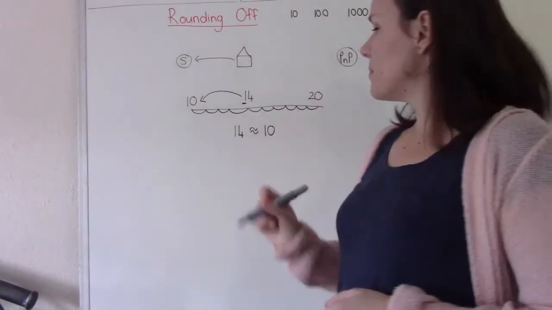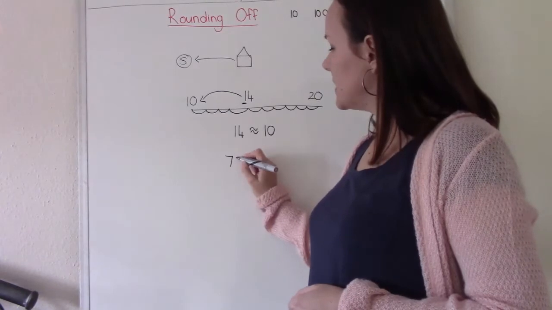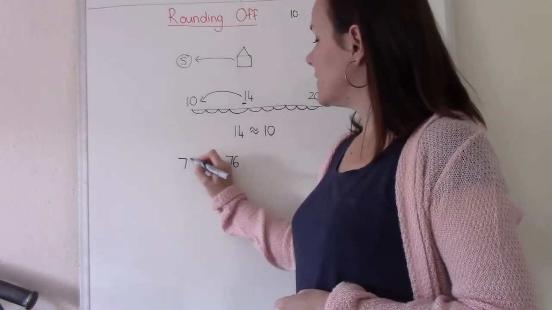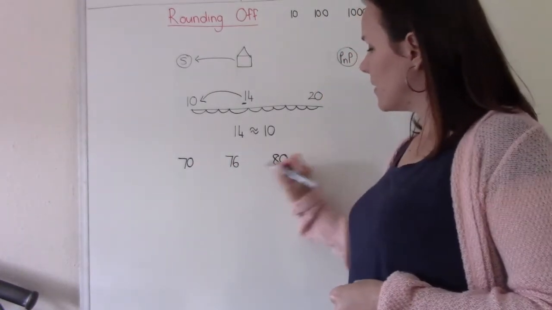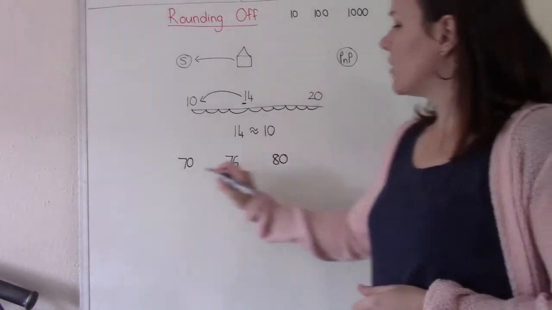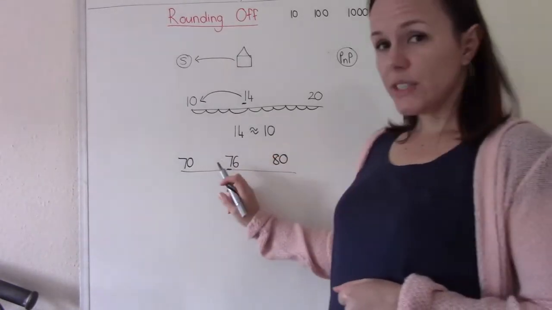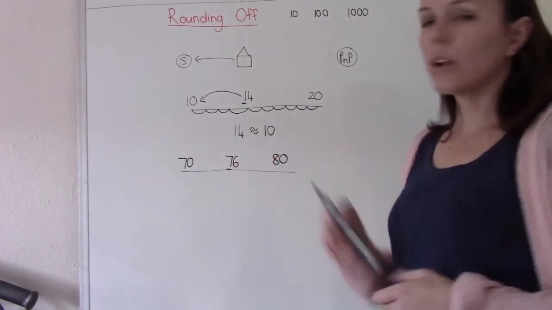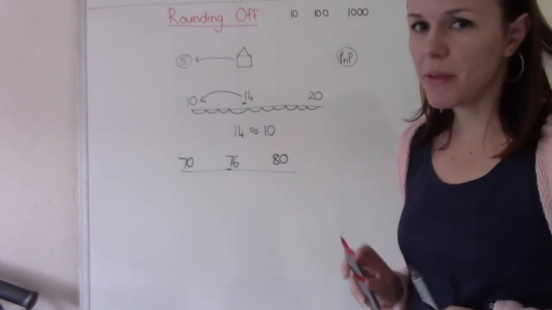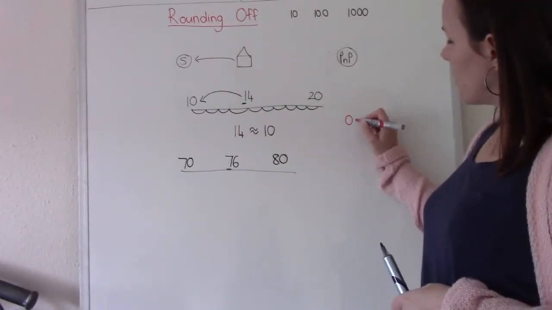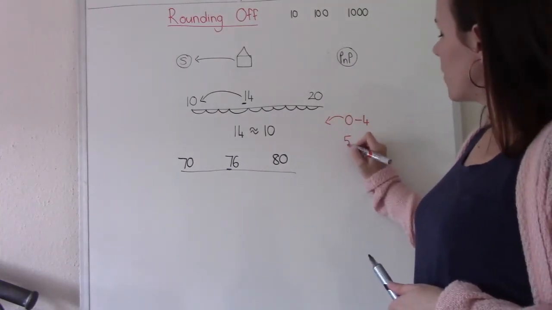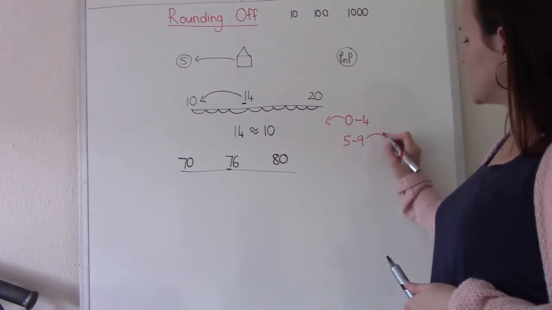Let's do one more example. Let's say I have the number 76. Now 76 lies between 70 and 80 if I'm looking at the tens. Remember, we're rounding off to the nearest 10 right now. So on a number line, I need to see, is it closer to 70 or closer to 80? Now, you don't have to draw a number line every time. You can just remember this rule, that anything from 0 to 4 will be taken down, and anything from 5 to 9 will be taken up.